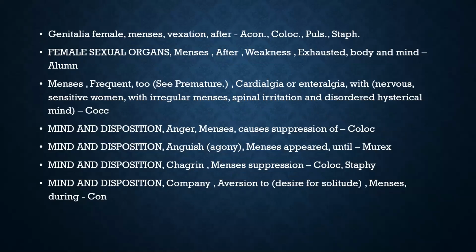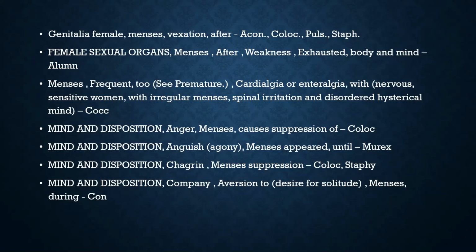Okay. Then we have, that is from Knerr's repertory, other symptoms like menses frequent or premature, cardialgia or enteralgia with. That is in nervous, sensitive women with irregular menses, spinal irritation, and disordered hysterical mind. Only one remedy is there, and that is Cocculus. This symptom we can find under Knerr's repertory.